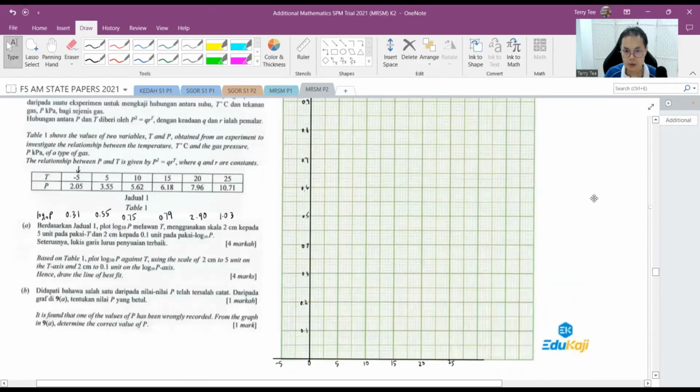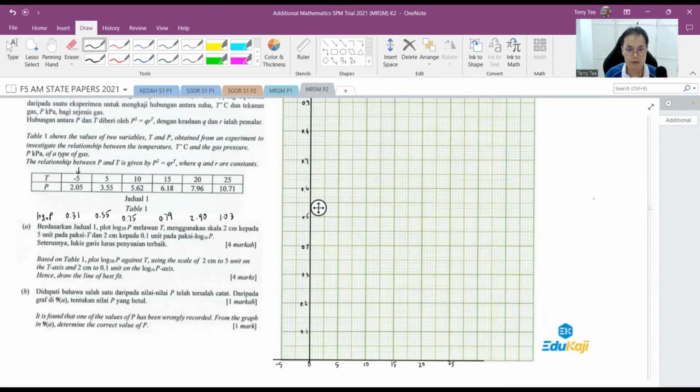Now let's plot the point one by one. The first point is -5 and 0.31, which is over here. Second point is 5 and 0.55, 5 and 0.55. Next point is 10 and 0.75. 0.75 is in between. Next point will be 15 and 0.79, okay, followed by 20 and 0.90.